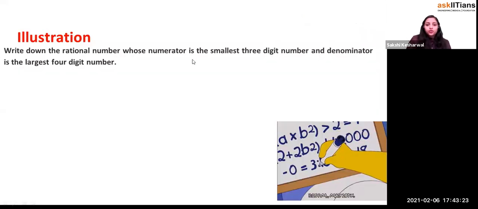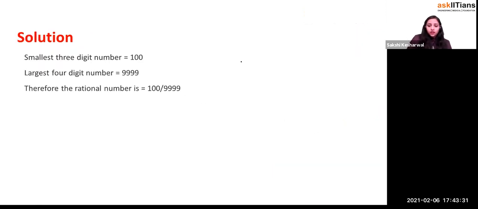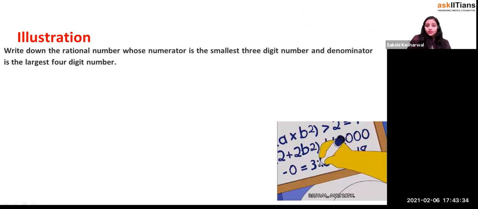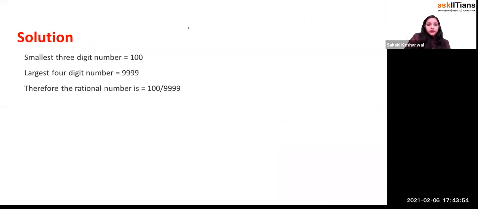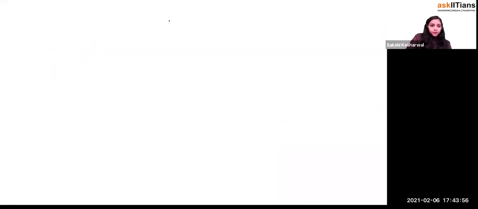Write down the rational number whose numerator is the smallest 3-digit number and the denominator is the largest 4-digit number. I cannot write this on the screen because there is a GIF file over there. So just see over here: you have to write the rational number whose numerator is the smallest 3-digit number. The smallest 3-digit number is 100, and the denominator is the largest 4-digit number, which is 9999. So it is 100 divided by 9999, right?